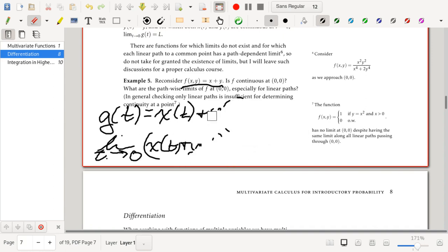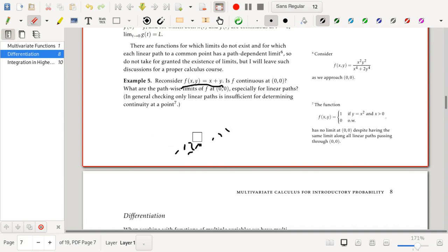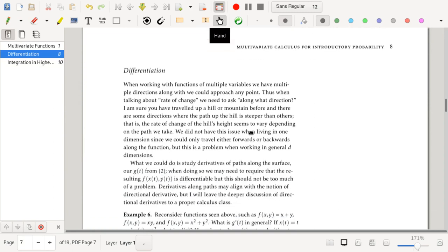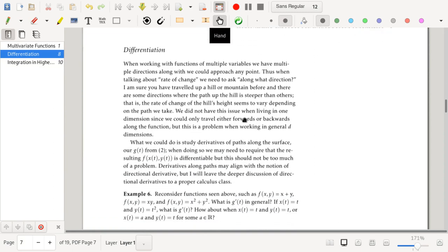And by the way, it is not sufficient to check just for linear paths, because you could have functions that are not continuous at a point, but for which the linear paths are all approaching the same thing. And here is an example of such a function. All right. So that's it for the basics of thinking about functions in multidimensional space.